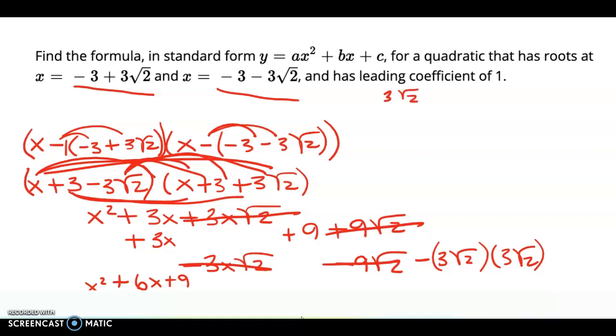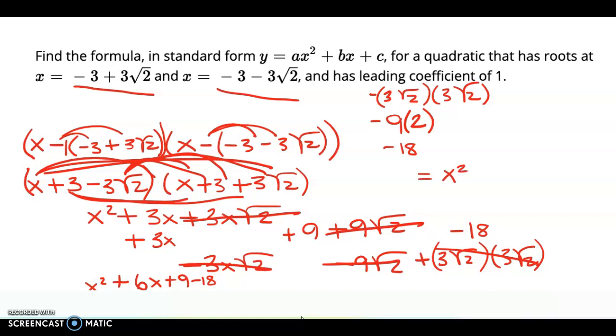So if I worked that out, 3 times 3 would give me 9. Square root of 2 times square root of 2 is just 2. Anytime you multiply a square root of a number by itself, it's just that number. So 9 times 2, that would be negative 18. Okay, so that becomes negative 18. So our final answer then would be x squared plus 6x minus 18.